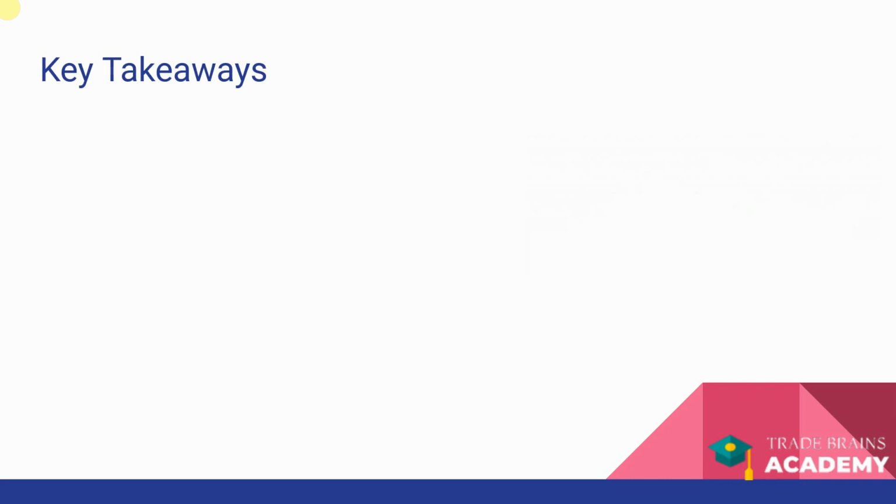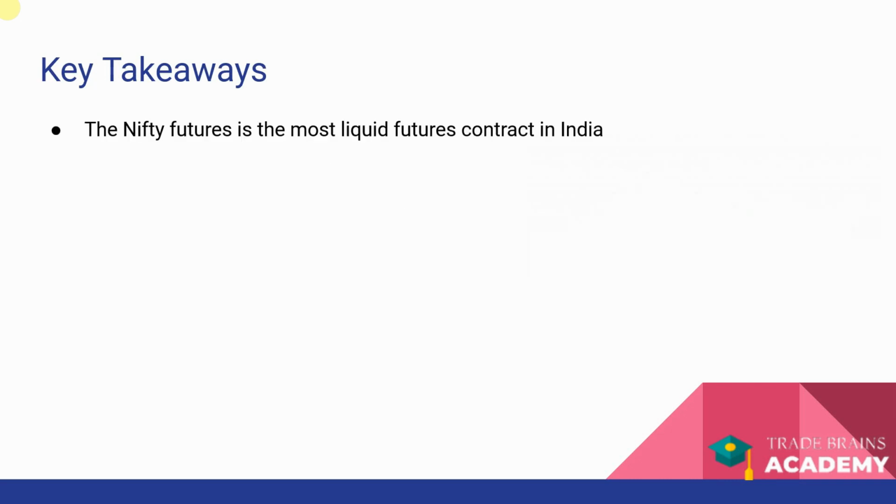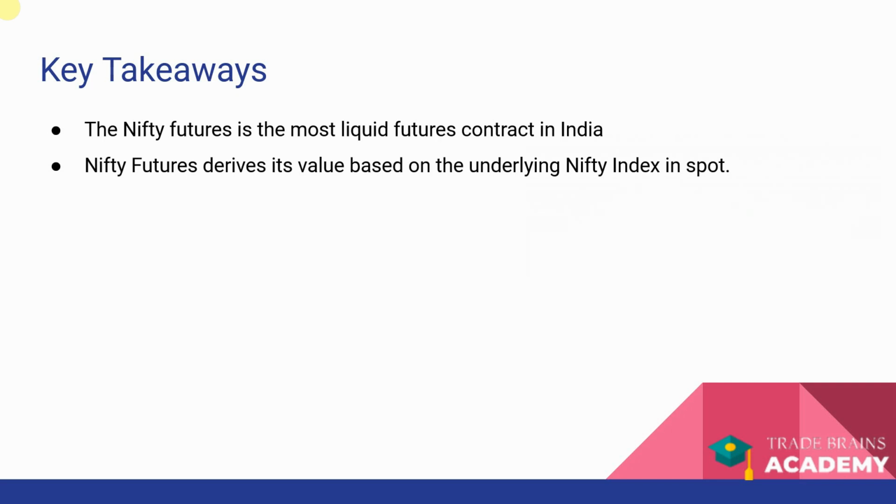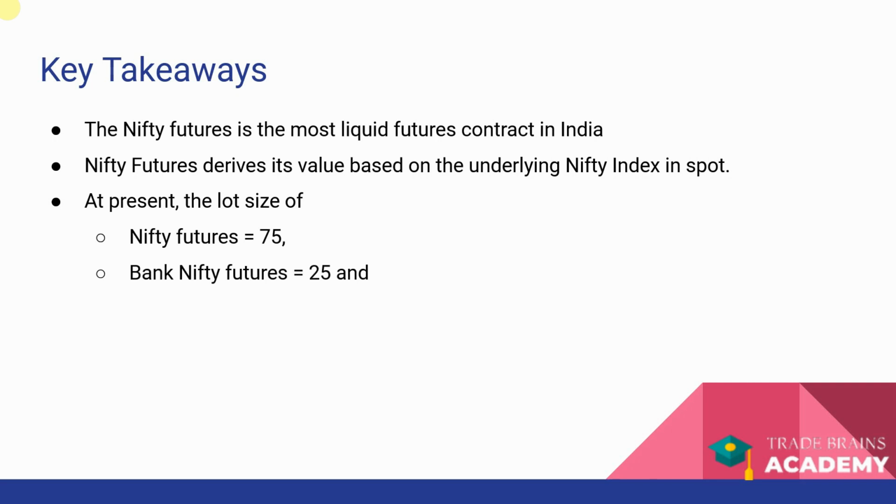Now let us understand the key takeaways from this chapter. The Nifty futures are the most liquid futures contracts in India because they are highly traded, highly volatile, and include the major players. The Nifty futures derive their value from the underlying Nifty index in the spot market. The Bank Nifty index futures derive their value from the Bank Nifty index, and so on. At present, the lot size of Nifty futures is 75 shares, for Bank Nifty futures it is 25 shares, and for Nifty Financial Services futures it is 40 shares.